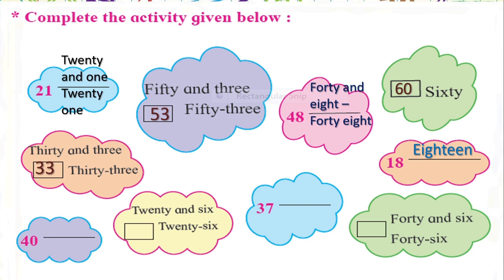Next 1, 8, that is 18, this you know clearly, right? 18. Then comes 40, here 40, right? 20 and 6, 26, right? 37 means 30 and 7, that is 37. 40 and 6, 46, right?